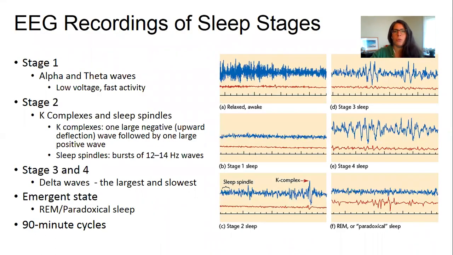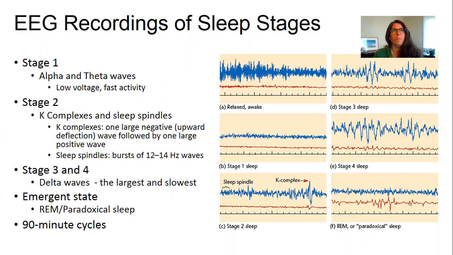I'd like to show you some EEG recordings of the stages of sleep and a brief description of each stage. And so our stages of sleep are approximately 90-minute cycles, and the longer it is into the night, the time that we spend in these stages shifts. But generally speaking, in stage one, we have a mixture of alpha and theta waves. These are characterized by low voltage or low amplitude and fast activity waves.